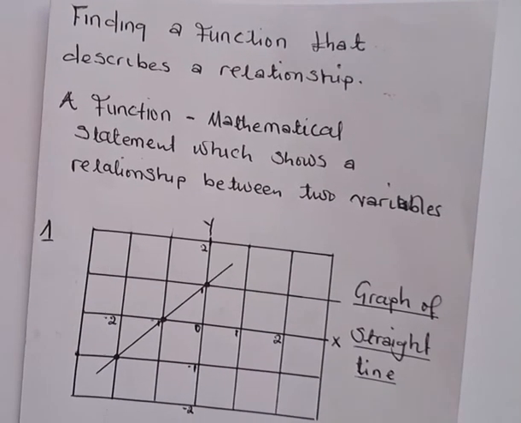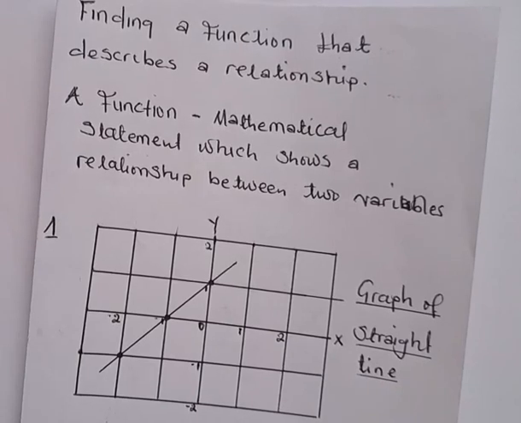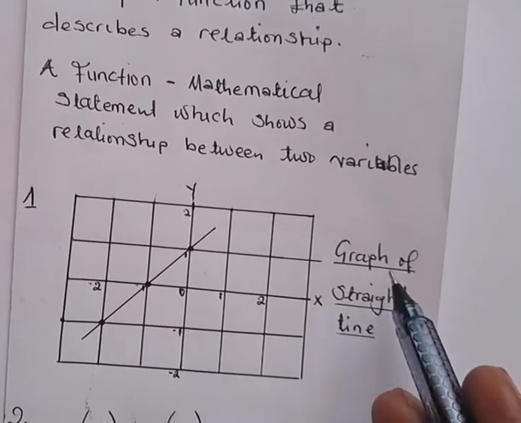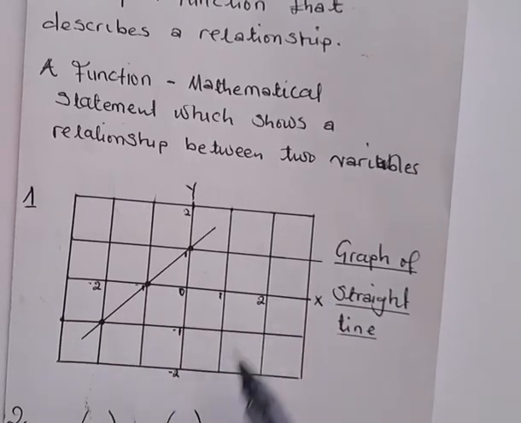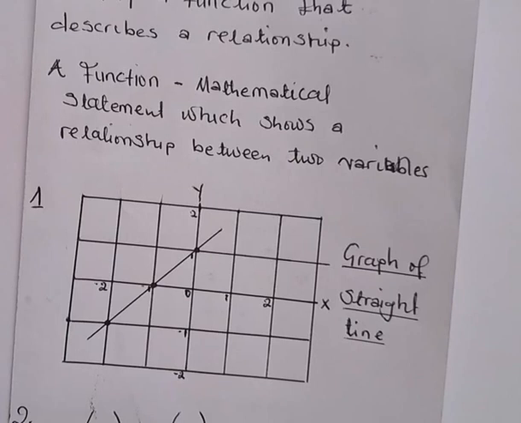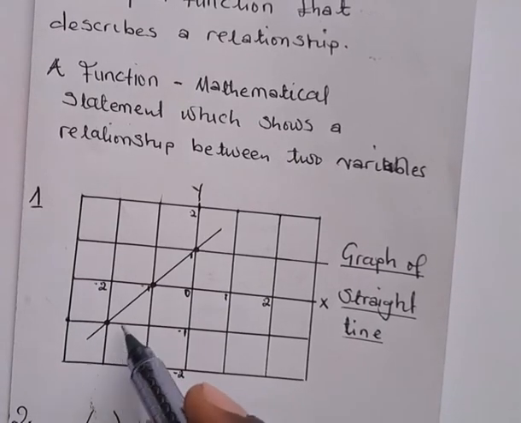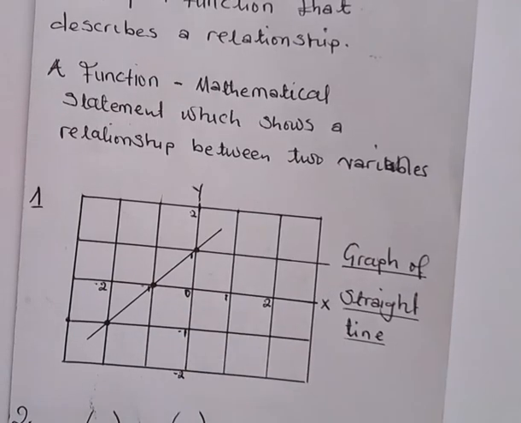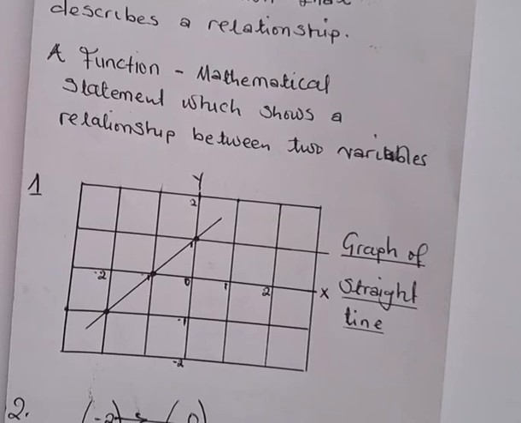So there are four types of questions that come in an exam in regard to finding the function that describes a certain relationship. The first one is where we are given the graph of a straight line. You notice that in this graph, I have these points plotted on this straight line. For us to find the function, we need to find the coordinates of these points. Of course, we'll look at that when we solve an example.